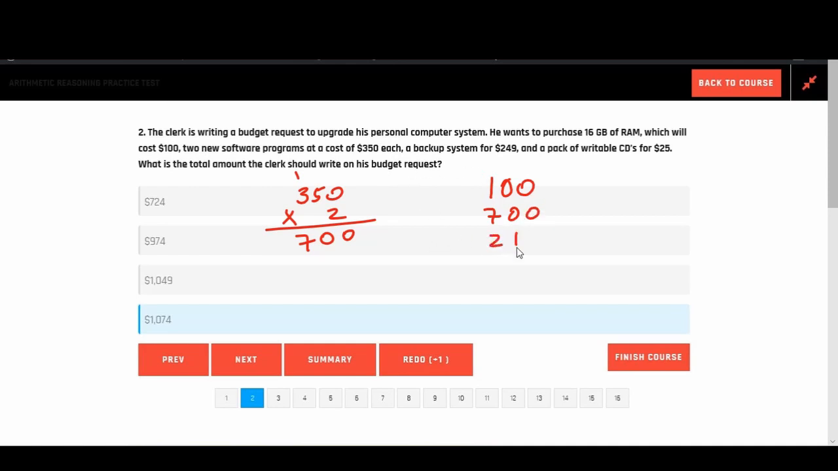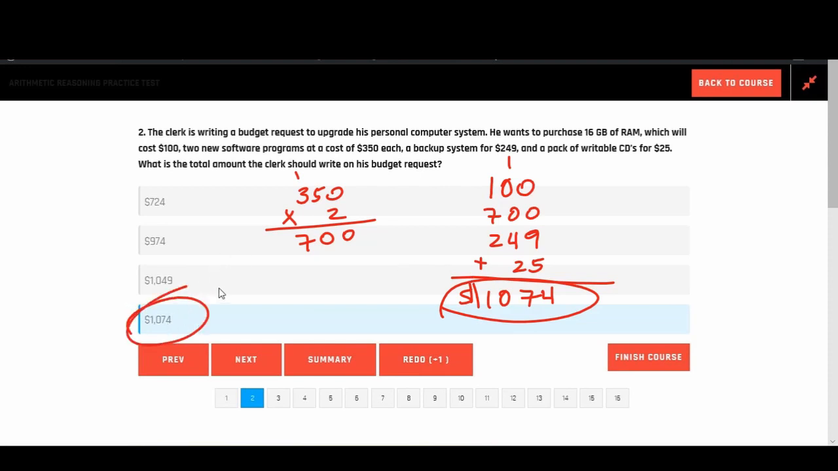A backup system for $249, and a pack of writable CDs at $25. Let's go ahead and add these up. 9 plus 5 is 14. Got to carry the 1. 4 plus 2 is 6, plus 1 is 7. 7 plus 1 is 8, plus 2 is 10. So we can see that if the clerk wants to submit an accurate budget request, they should include the total of $1,074 in it. Okay?